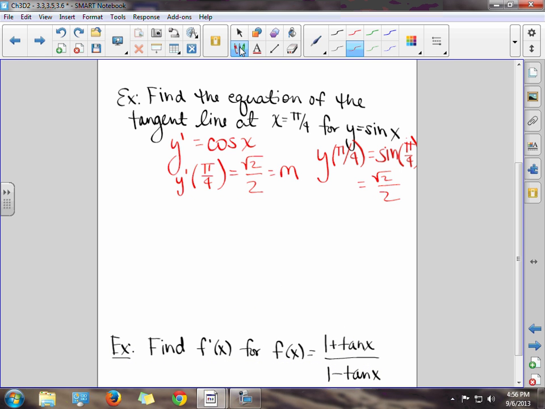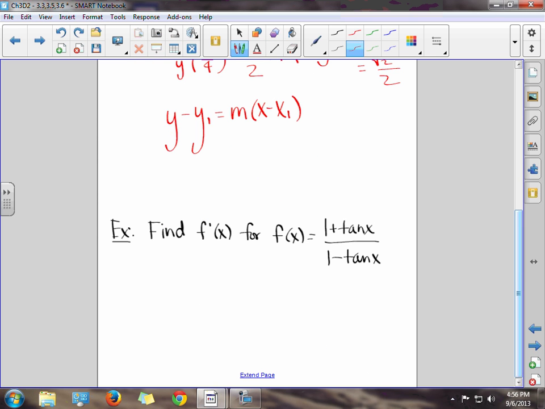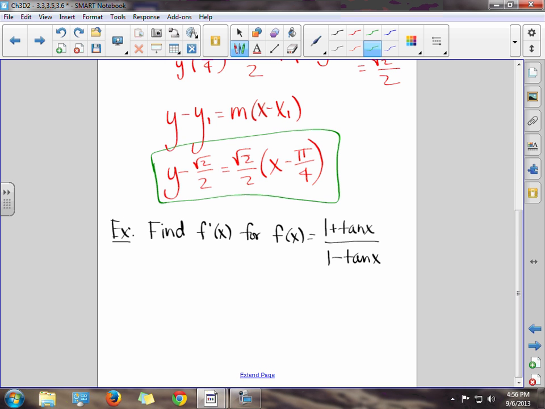So now let's write our equation. y minus y1 is equal to m times x minus x1, right? So let's plug in what we know. We have y minus y1. My y1 was root 2 over 2, is equal to m, which was also root 2 over 2, times x minus x1, which was pi over 4. And there's my equation. It's so nasty, I don't really want to clean it up. You can if you want.